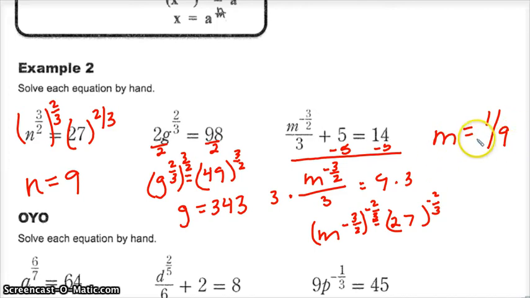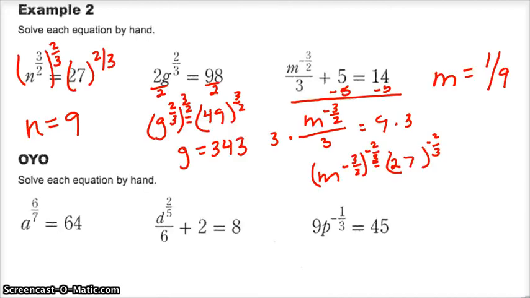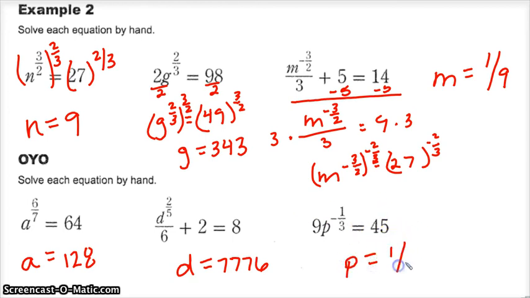Now you try. Try those problems on your own and then check your answer. Alright, you should have found that A equals 128. Should have found that D equals 7,776. And lastly, that P is equal to 1 over 125.